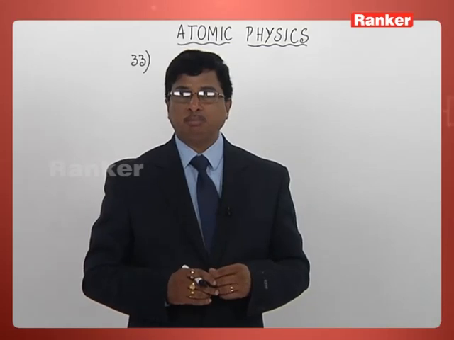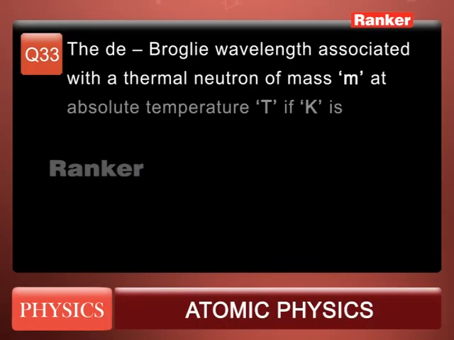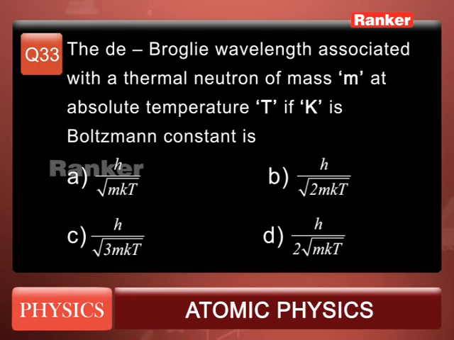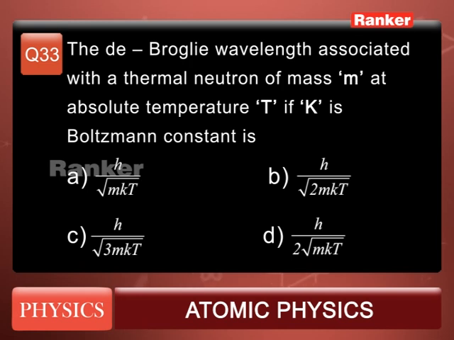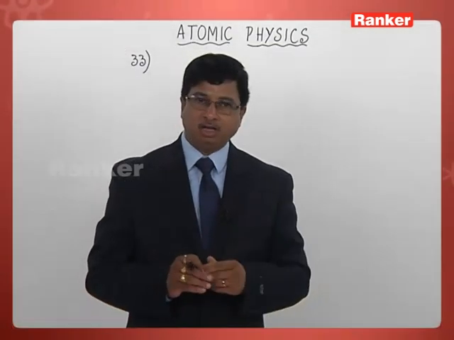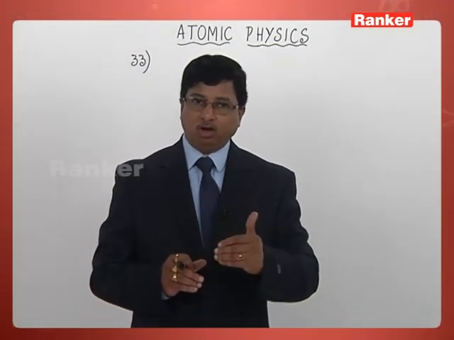Switch over to problem number 33 now. The de Broglie wavelength associated with a thermal neutron of mass m at absolute temperature T, if K is the Boltzmann constant, is how much? Capital T is the given absolute temperature of the thermal neutron now. K is the given Boltzmann constant now. What is the de Broglie wavelength of that thermal neutron in terms of K and T? It is in fact a small formula, but you need to know how you get that.